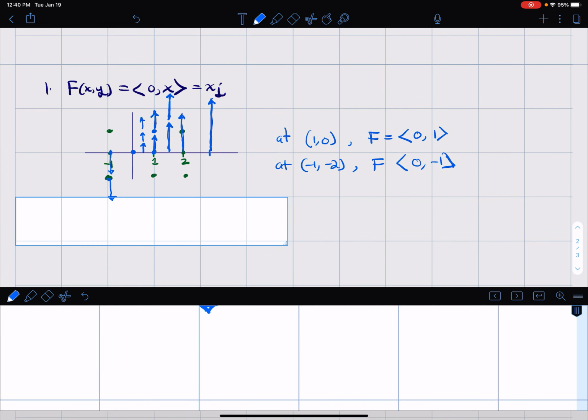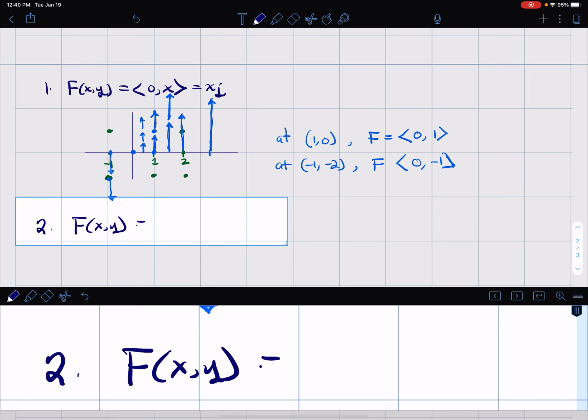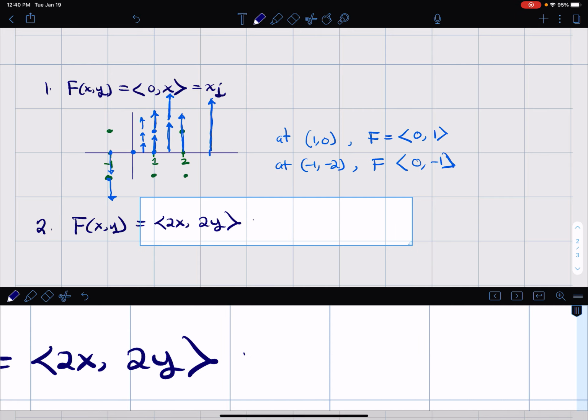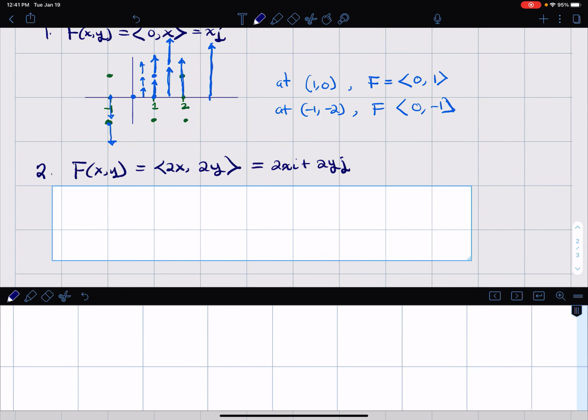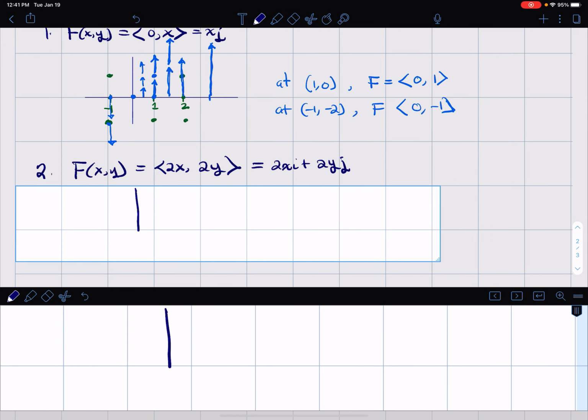If you have any question, write it down and ask me in class. How about f of x, y is equal to 2x and 2y, which is the same thing as just 2xi plus 2yj. Again, we're in R2. Let's pick a few points and see how this goes.